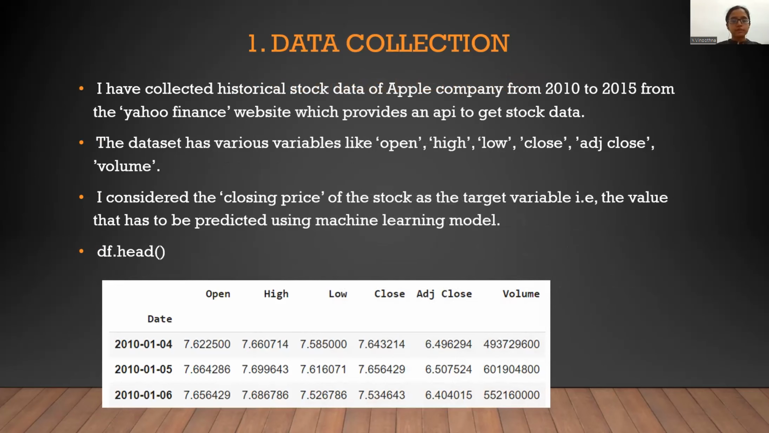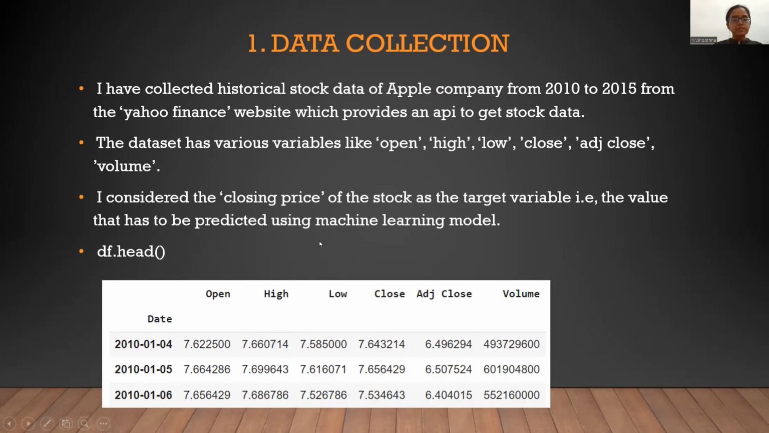Now here for the training, I have used Apple company stock data from 2010 to 2015. It was collected from the Yahoo Finance website, which provides an API to get stock data of almost any company. For example purposes, here I have considered Apple company stocks. The dataset has various variables like open price, high price, low price, closing price, adjacent close price, and volume.